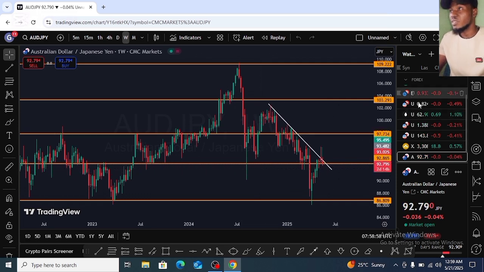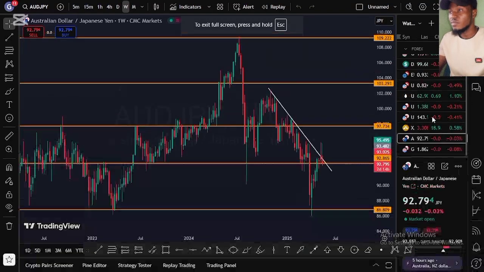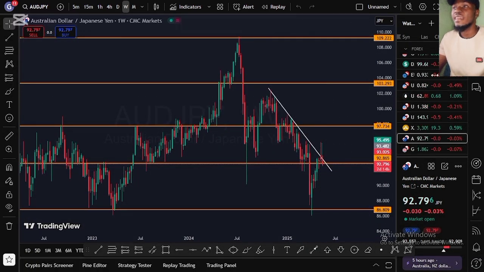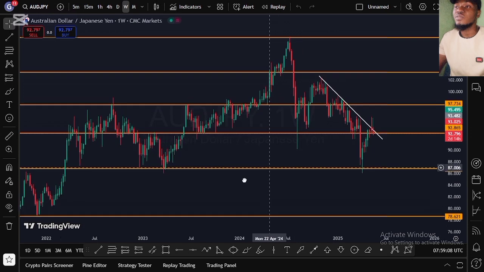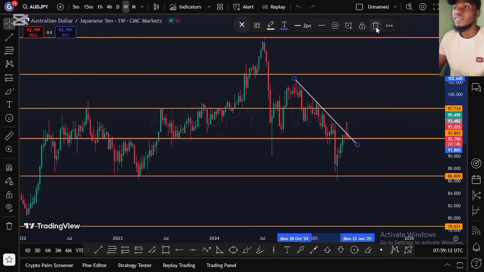Okay, so let me just go ahead and enlarge my screen so you can see very well. Okay, so here we are. This is AUDJPY, and I'm just going to be using it for example. Okay, so let me take this out. You can see on my screen already I have a trend line right there.